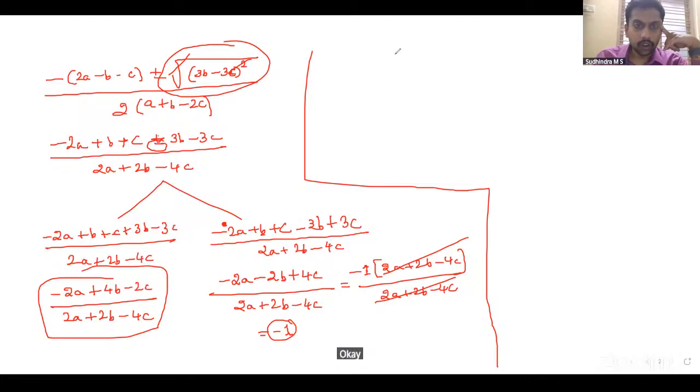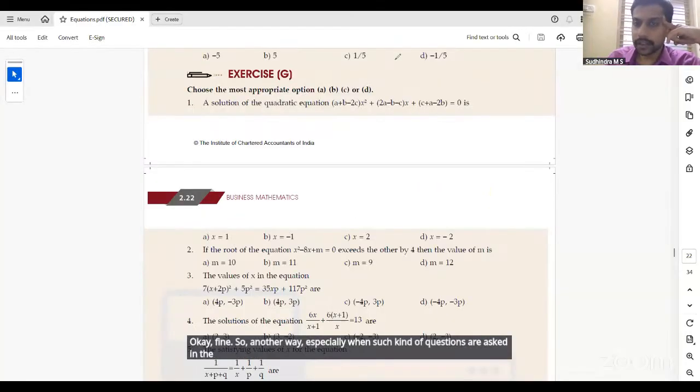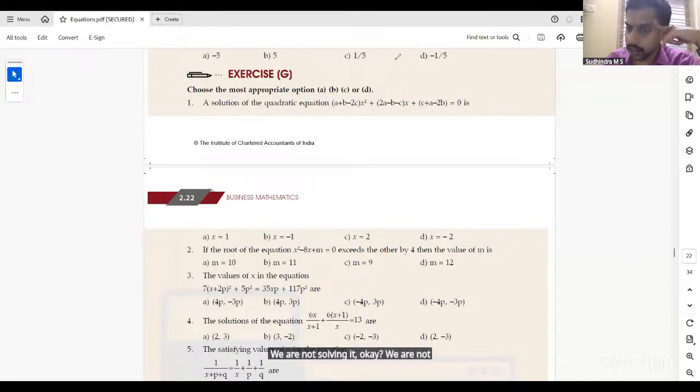Okay, fine. So there is another way. Especially when such questions are asked in the examination, we are not solving it the way we have done here. We are just going with the option elimination method. So what do we have to do in the option elimination method? Just test this option. X is equal to 1.